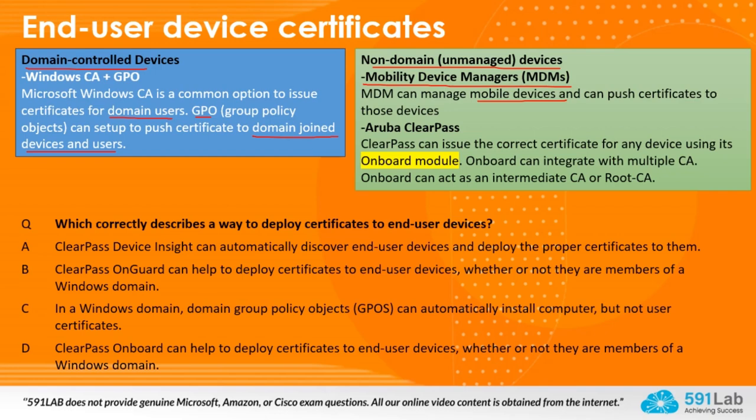What about Aruba ClearPass? ClearPass can issue correct certificate for any device using its onboard module. Onboard can integrate with multiple CA. Onboard can act as an intermediate CA or root CA. So the good thing is Aruba ClearPass. ClearPass can issue correct certificate for any device. So it doesn't matter it's domain control device or unmanaged device, ClearPass can issue certificate. So let's look at the sample question, which correctly describes a way to deploy certificate to end user devices.